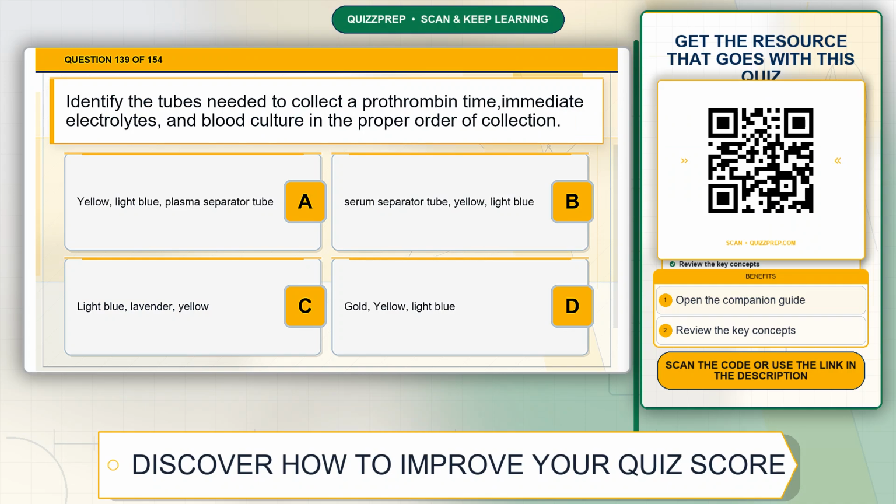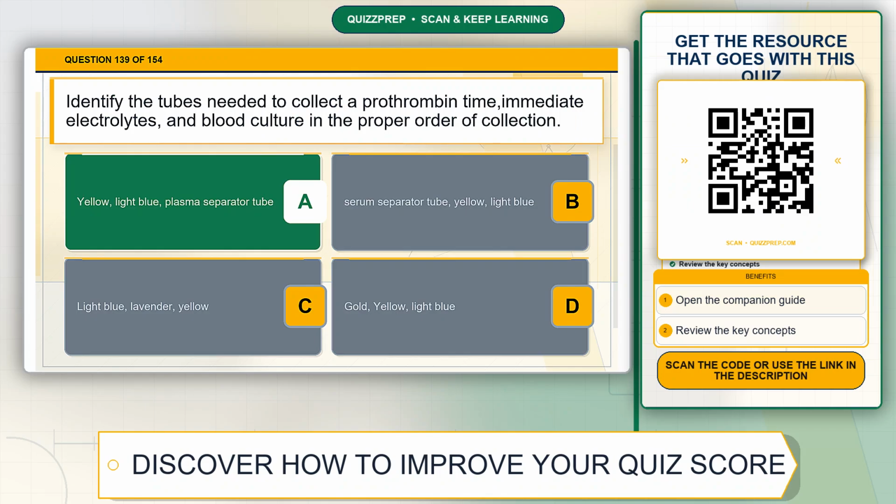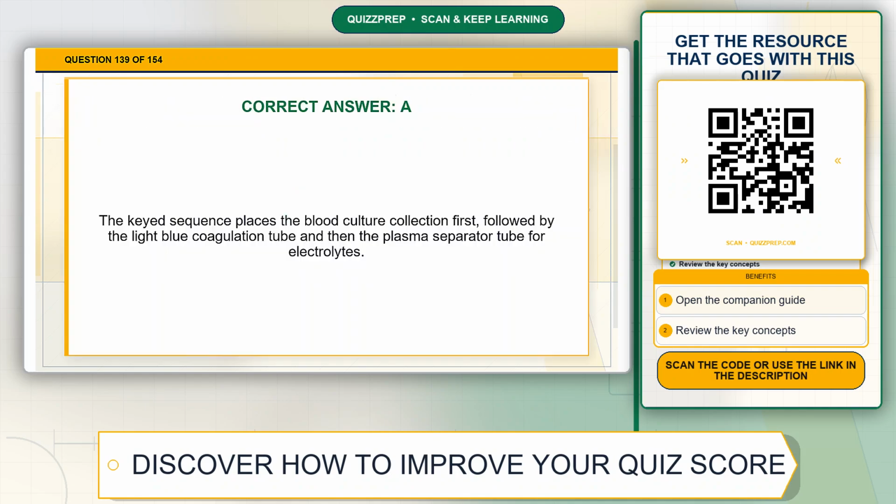Question 139. Identify the tubes needed to collect a prothrombin time, immediate electrolytes, and blood culture in the proper order of collection. Option A, yellow, light blue, plasma separator tube. Option B, serum separator tube, yellow, light blue. Option C, light blue, lavender, yellow. Option D, gold, yellow, light blue. The correct answer is option A, yellow, light blue, plasma separator tube. Explanation. The keyed sequence places the blood culture collection first, followed by the light blue coagulation tube and then the plasma separator tube for electrolytes.